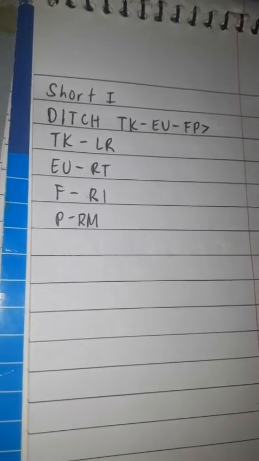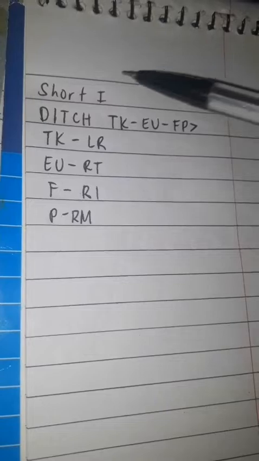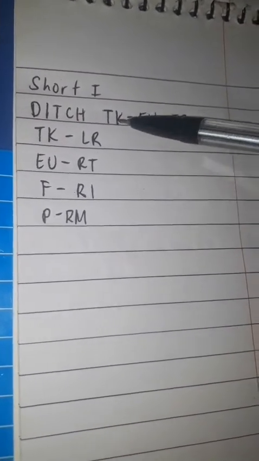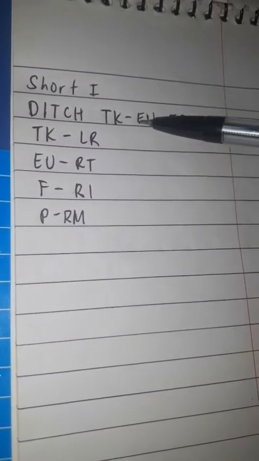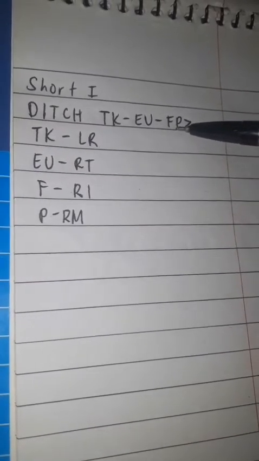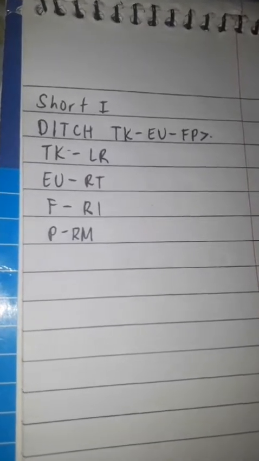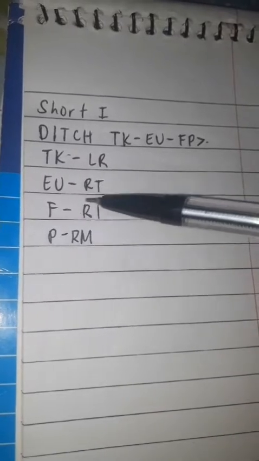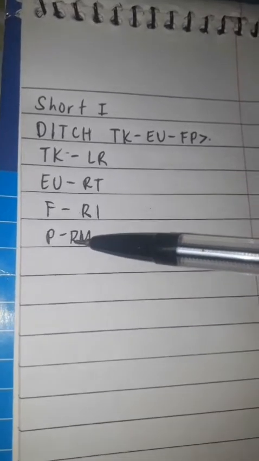So last one, we have the short vowel I. So for example, the word is ditch. So the codes for the word ditch, we have initial letters TK for D, vowel EU for short I, and then ending letters FP for CH, then release. So the assigned fingers for TK, we have left ring. EU, we have right thumb. F, we have right index. And letter P, we have right middle.